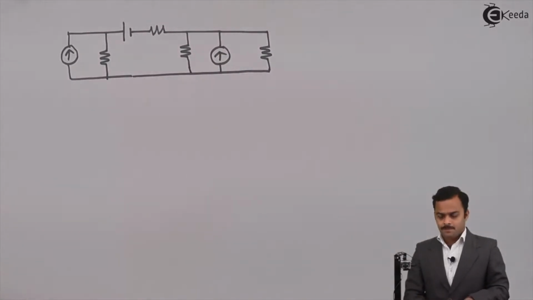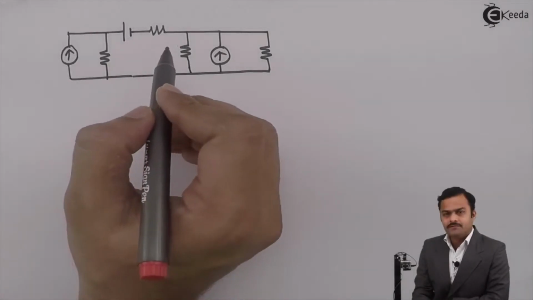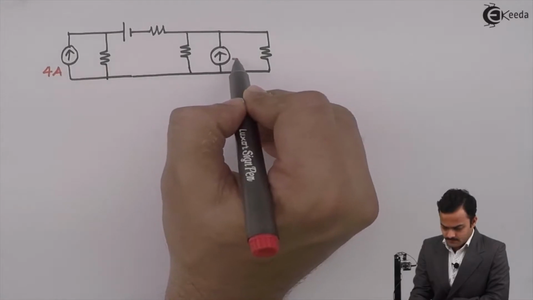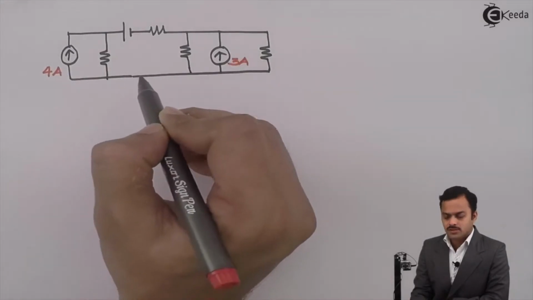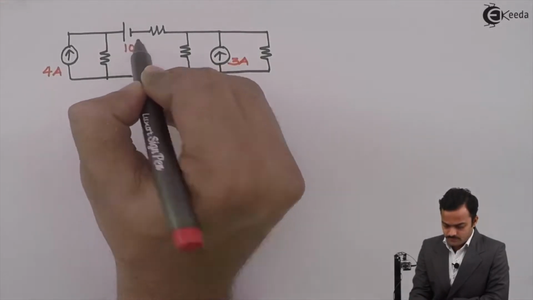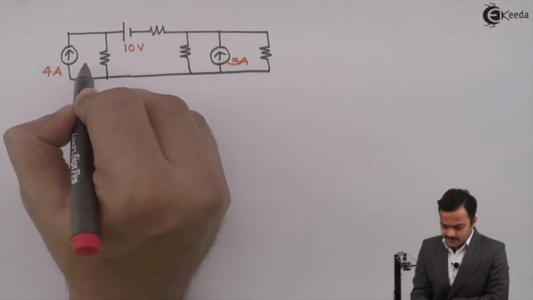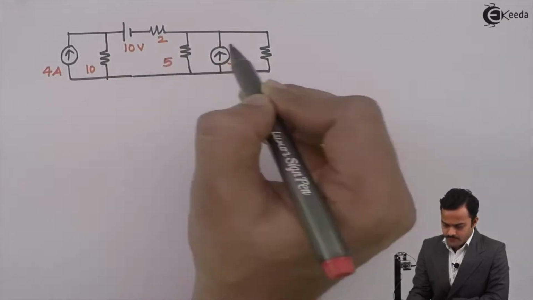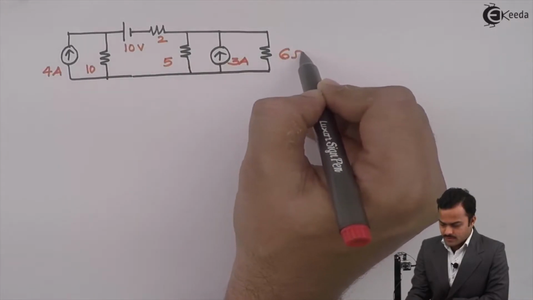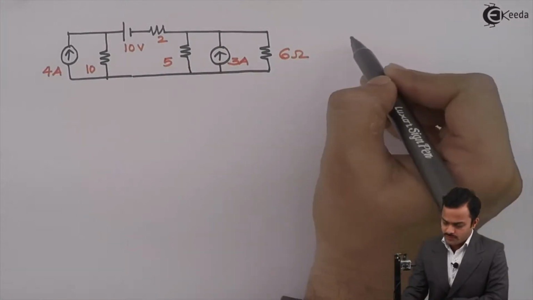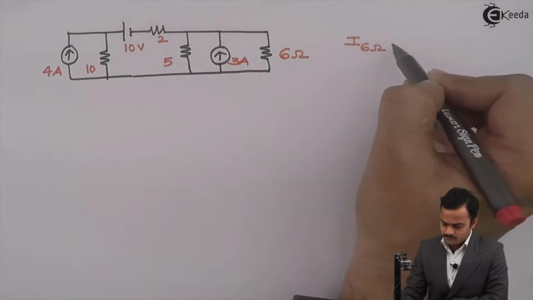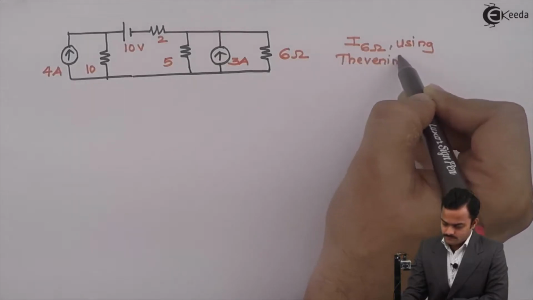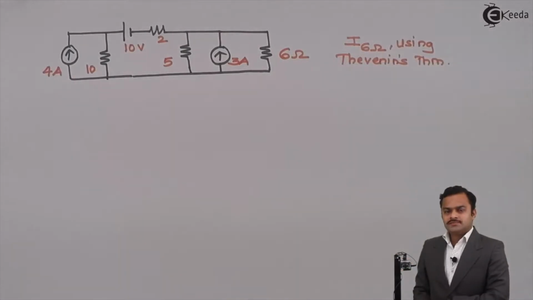In this problem, two current sources are given of values 4 ampere and 3 ampere with a voltage source of 10 volt. Many resistances are connected of the values 10, 2, 5, and this is a resistance of 6 ohm through which we are supposed to find out a current using Thevenin's theorem. So let's follow the procedure.